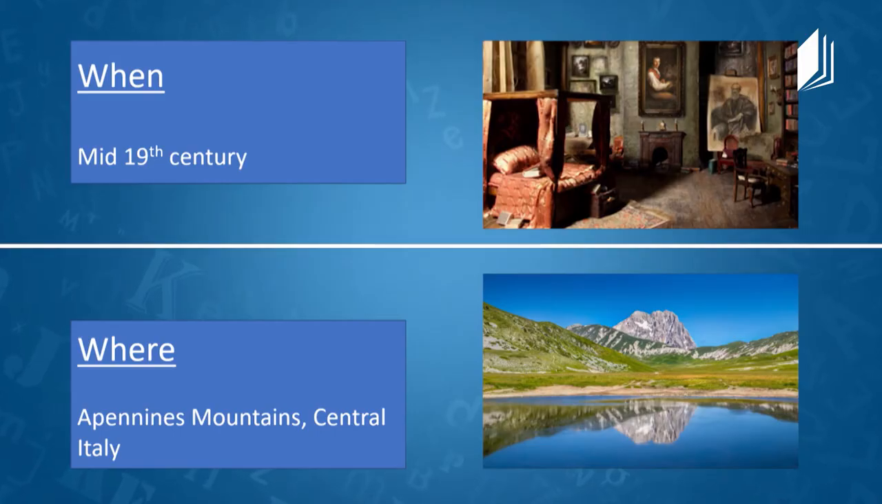The setting for this short story is an abandoned chateau in a mountain range called the Apennines that runs the length of central Italy. Because the chateau is abandoned and in the mountains, we can say that it is so remote. Now, the specific location is a turret.